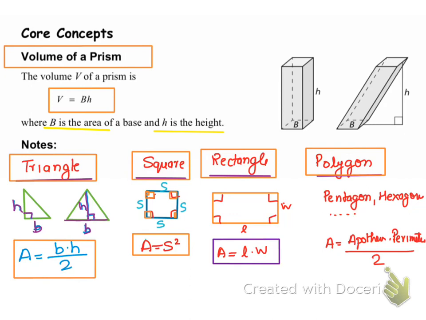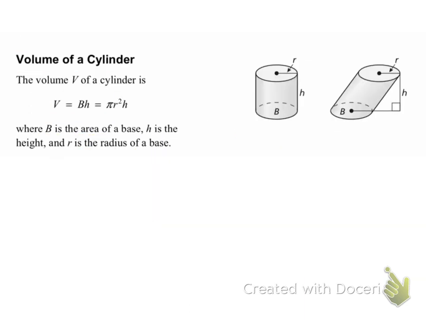What if it is a polygon? A pentagon, hexagon, heptagon, and so on. In the last chapter we learned that's basically apothem times perimeter over 2 that you have to use, or sometimes you may need to use trigonometry to find the apothem or perimeter depending on what is given. All right, so let's move to the next part.